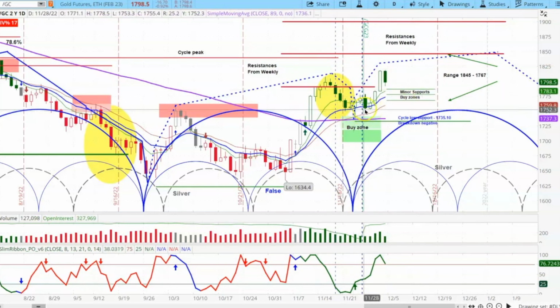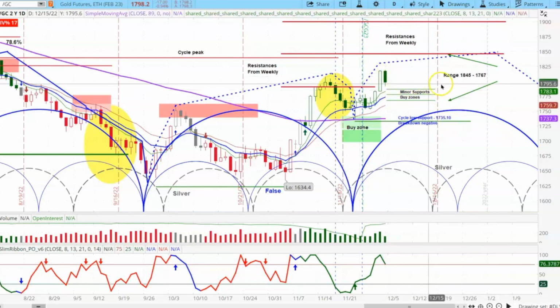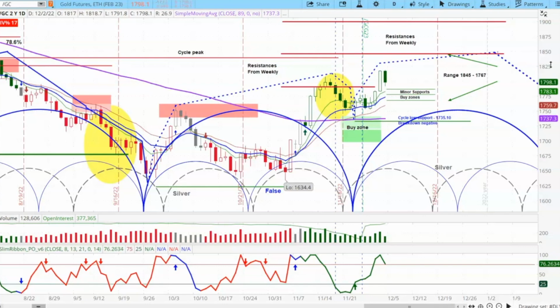At the same time, with the slim ribbon and momentum configurations positive, and this buy zone right over here, it is very unlikely to get under that level at about 1767. So what that does is it defines a range for us in here. And that's really where we think we are right now in this gold market, whereas the stock market is digesting what was a more dovish tone out of Powell, and at the same time looking at hot inflation as far as wage inflation goes.